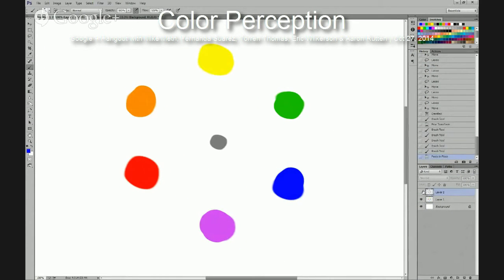Okay, now look at the gray dot in the middle until I tell you to stop. Okay, just focus on that.